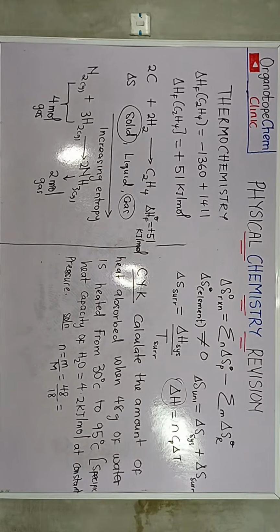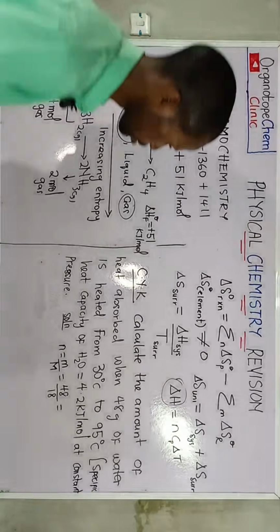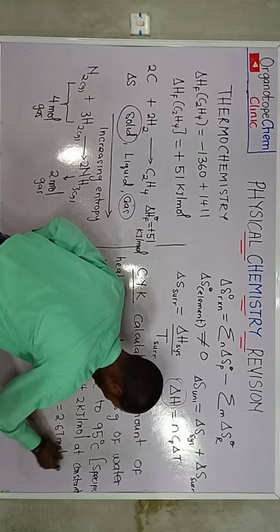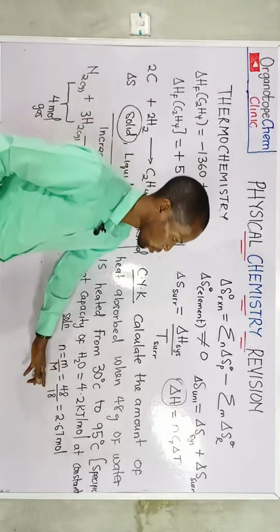2.66? Oh, sorry about that, visionary. 2.67, 2.66. So, what is the answer? 2.66, 2.67? Which one is correct? All right, we go with 2.67. 2.67 mole. Okay, so I have the number of mole.